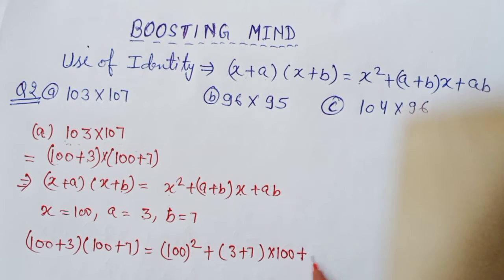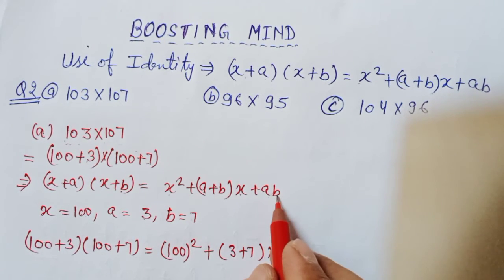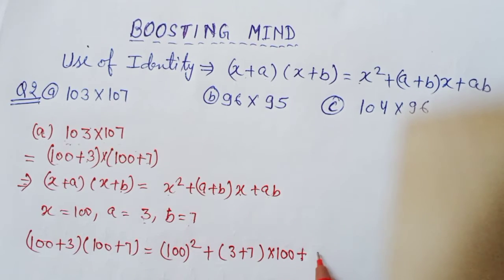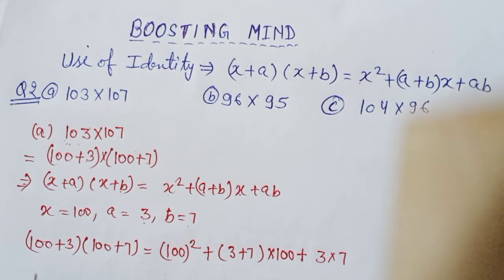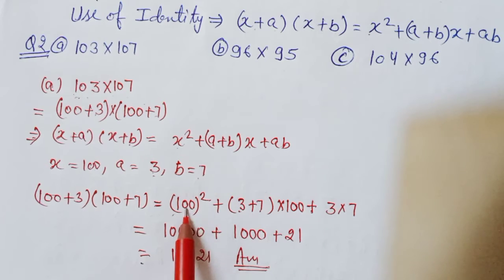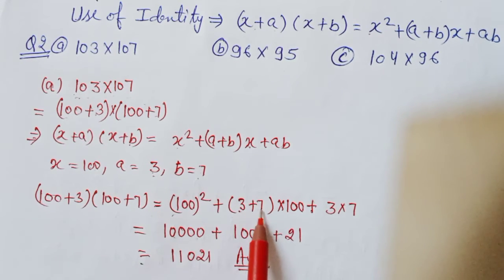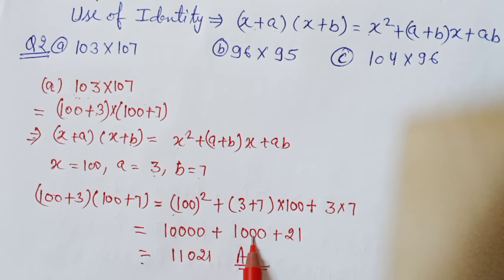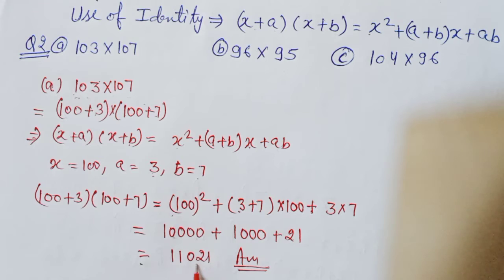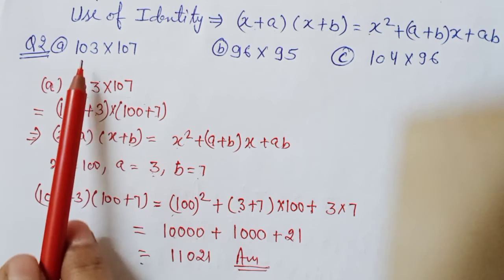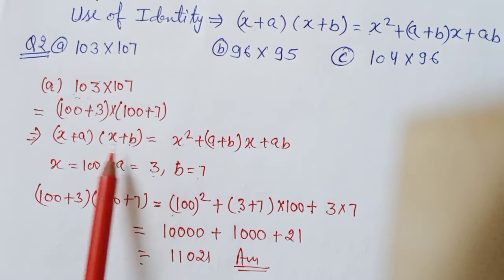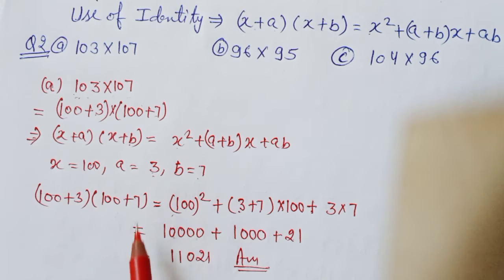Use this sign ab. ab means a into b. So we have to multiply 3 into 7. Now square 100. It will become 10,000. 7 plus 3 is 10, 10 into 100 becomes 1000. And 3 7s are 21. Now add all these numbers and you will get your answer by multiplying these two numbers using an identity. So let us take the next example.